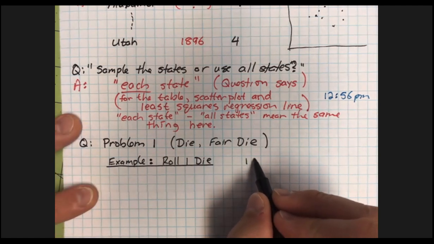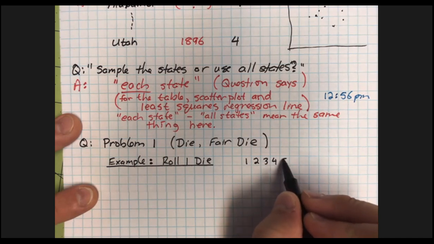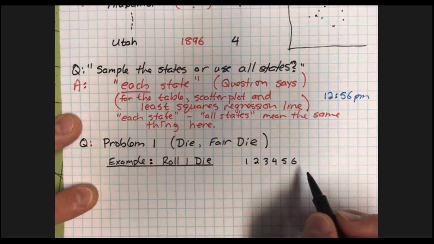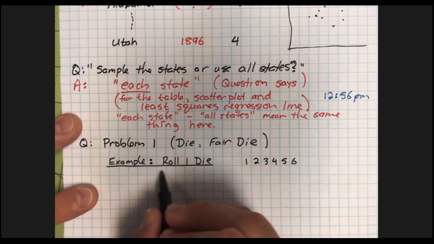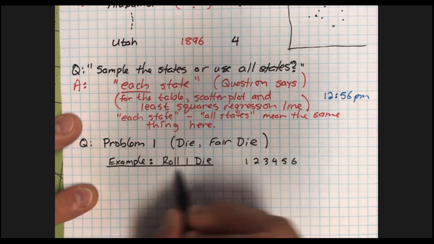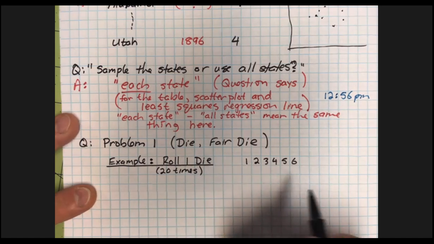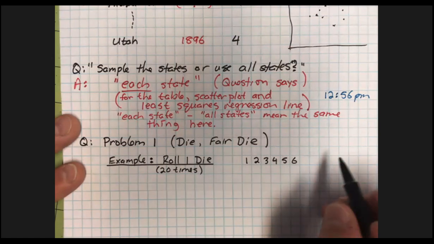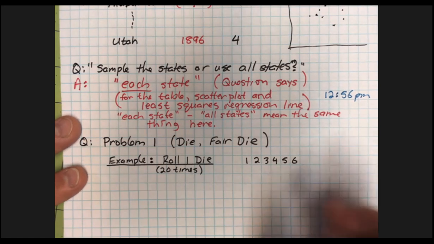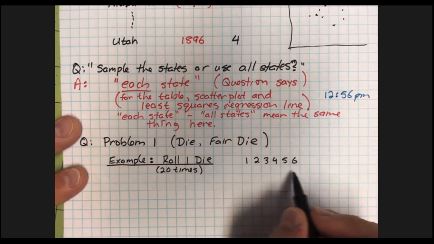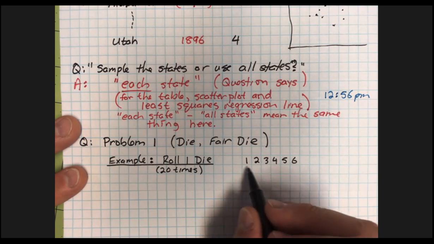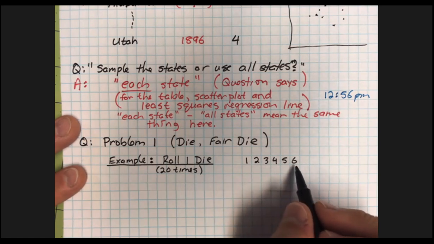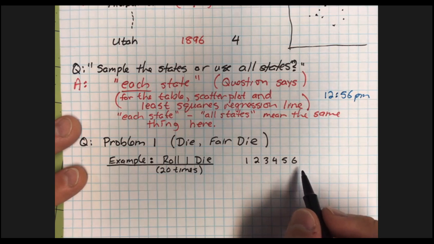So the six-sided die can come up 1, 2, 3, 4, 5, or 6. These are the outcomes. Let's say I rolled it 20 times, and 20 is even a good example. If this die is fair, you expect 1 through 6 to come up equally often, right? Each number has an equal chance of coming up.